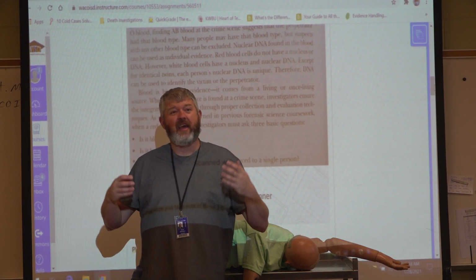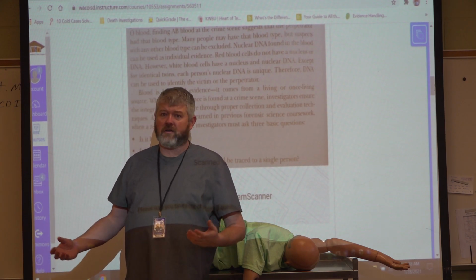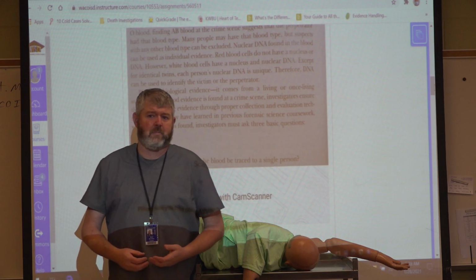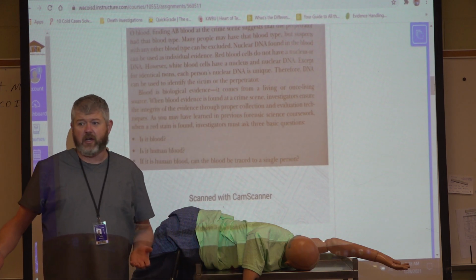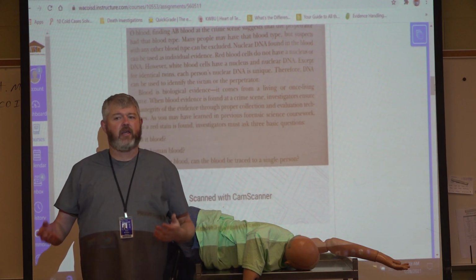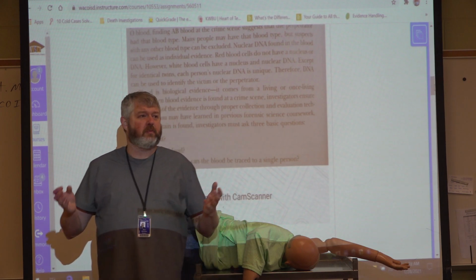Second question we want to ask, is it human blood? In Texas, we got a lot of hunters. It may be deer blood. It may be some other blood. We can actually test with presumptive testing to figure out what kind of blood it is, and we always need to be aware of that. And then lastly, if it's human blood, can it be traced to a specific person, or a specific type?